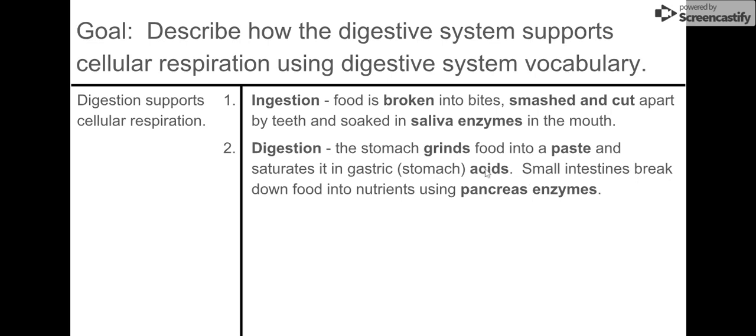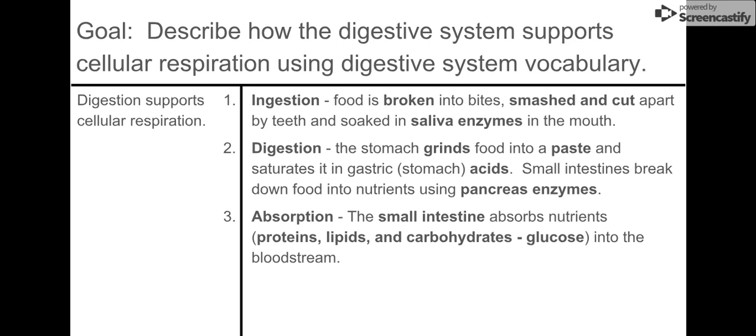Next up is the actual digestion step. In digestion, your stomach is going to physically digest the food by grinding the food into a paste, and it's going to chemically digest the food by saturating it with gastric acids or stomach acids, mostly hydrochloric acid and peptic acid. The small intestines are going to break the food down into nutrients using pancreas enzymes to break apart the proteins and fats. Also, the liver is going to secrete bile, which is not an enzyme. It's more of an emulsifier. It's going to serve to separate those fats from the food paste that the stomach had expelled into the small intestine.